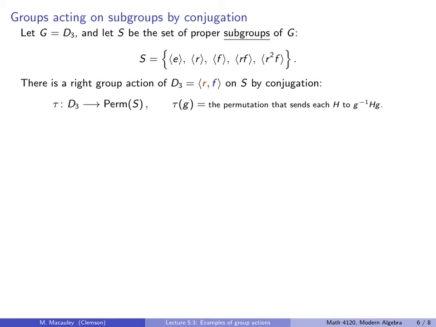There is a right group action of D3, of our group G, on this set S by conjugation, and it's defined as follows. So let's call it tau, and tau sends D3 to a permutation of S as follows. Tau of g, in other words, pressing the g button, what permutation does that yield? That's the permutation that sends each subgroup H to its conjugate, g inverse H g. Turns out that this is a right group action, and there's an analogous left group action if you put the inverse not here on the left, but on the right element.